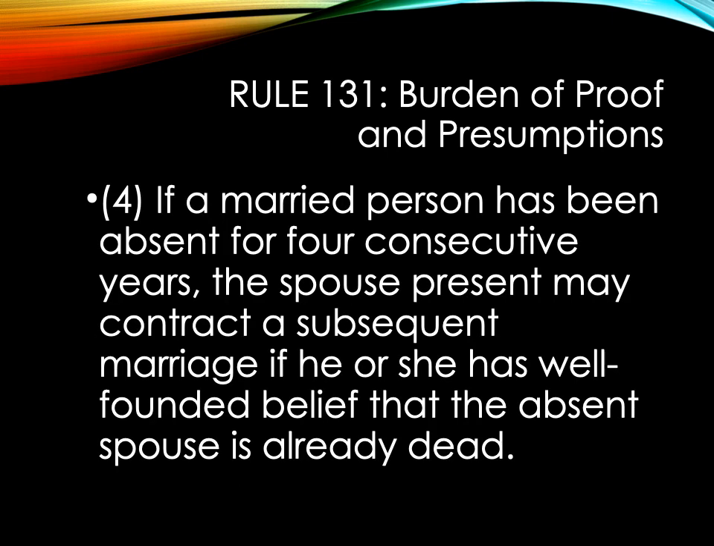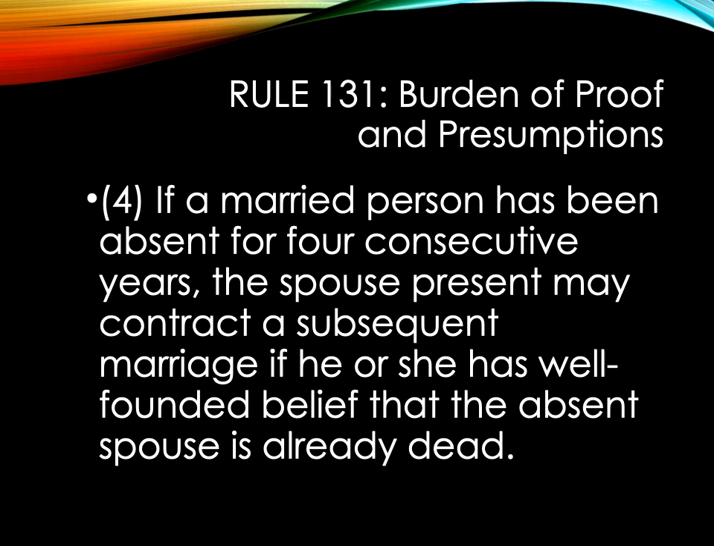4. If a married person has been absent for 4 consecutive years, the spouse present may contract a subsequent marriage if he or she has a well-founded belief that the absent spouse is already dead. In case of disappearance, where there is a danger of death under the circumstances hereinabove provided, an absence of only 2 years shall be sufficient for the purpose of contracting a subsequent marriage.